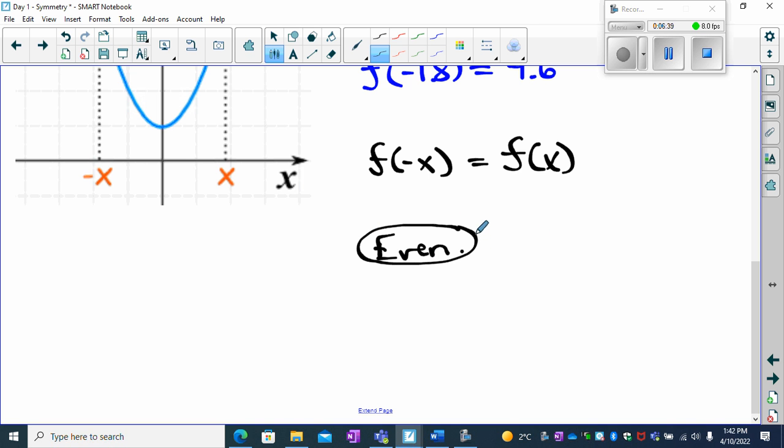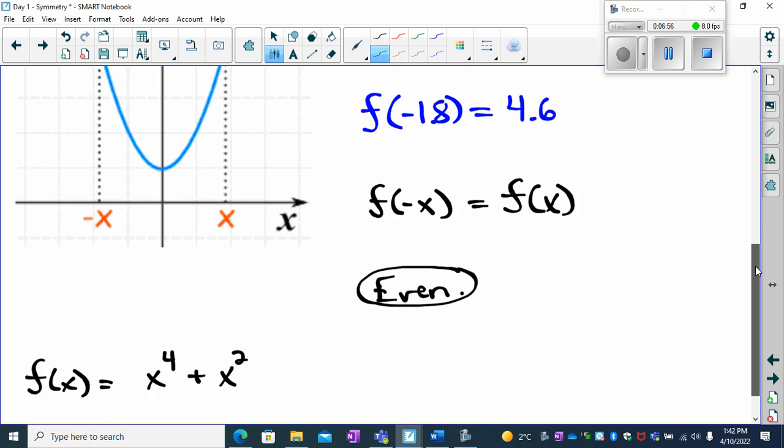A lot of times you can look to the exponents, all right? This would be an even function because both the exponents are even. That might be helpful as well.